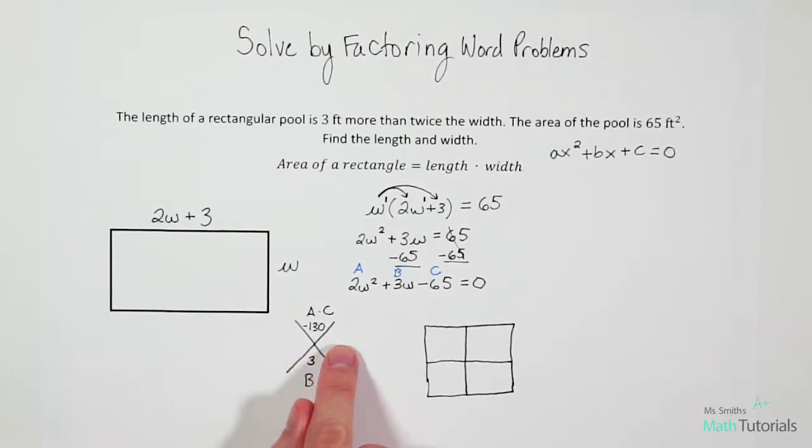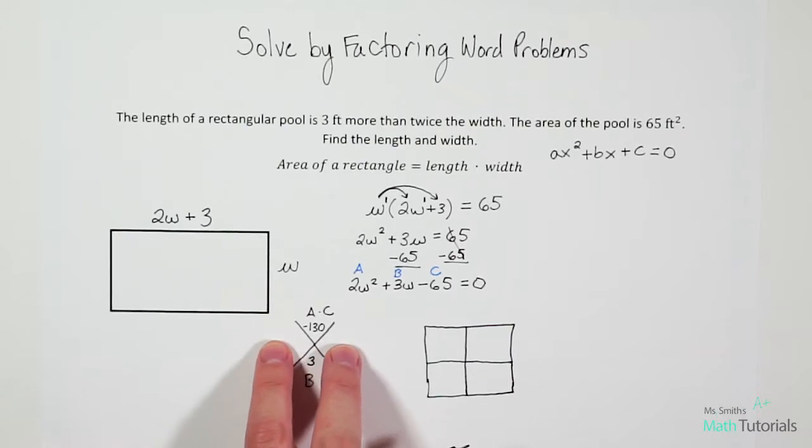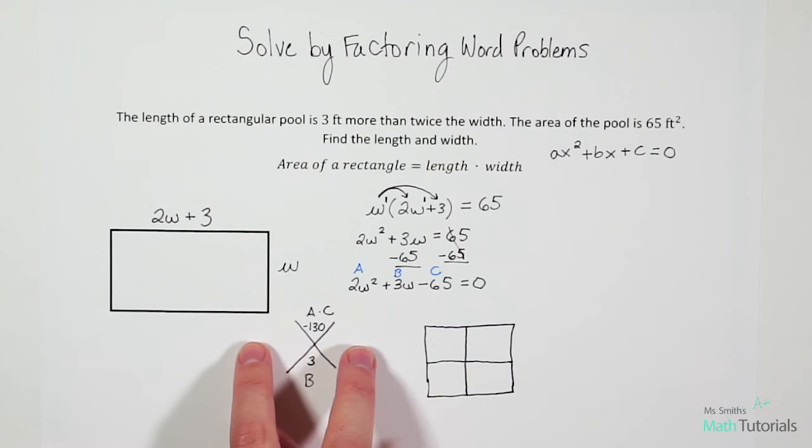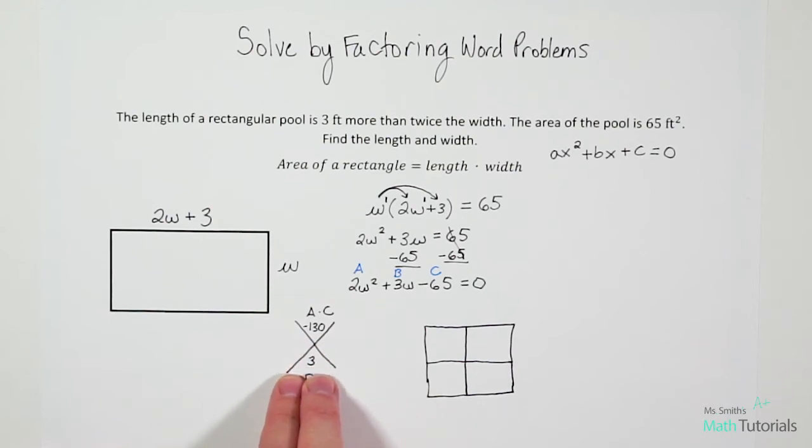We're going to fill in these two sides of the X. We need two values here that multiply to give us negative 130 and that add to give us positive 3. And there's only going to be two numbers that will fit in here and work. I'm going to show you a calculator trick that you can use.